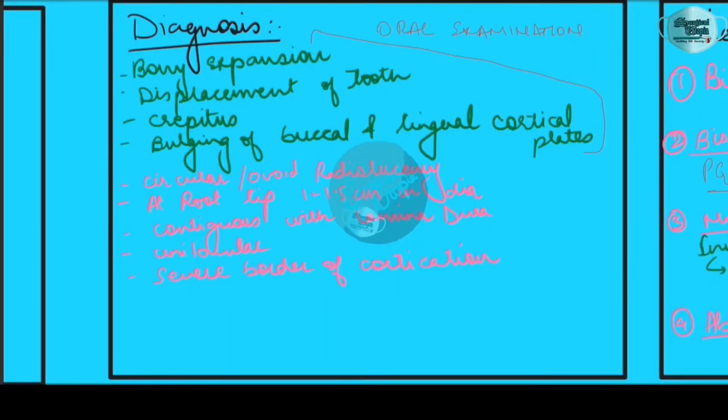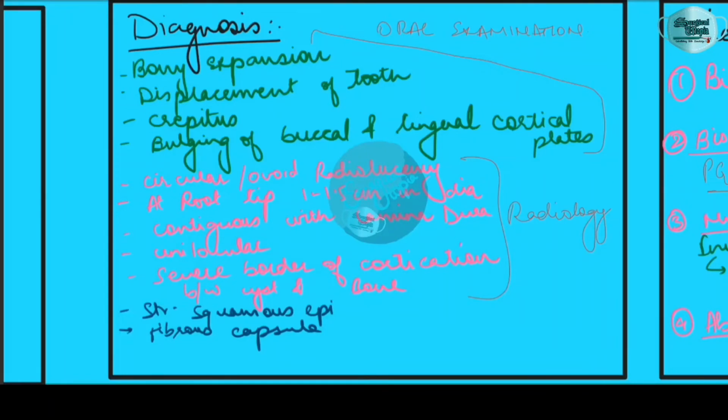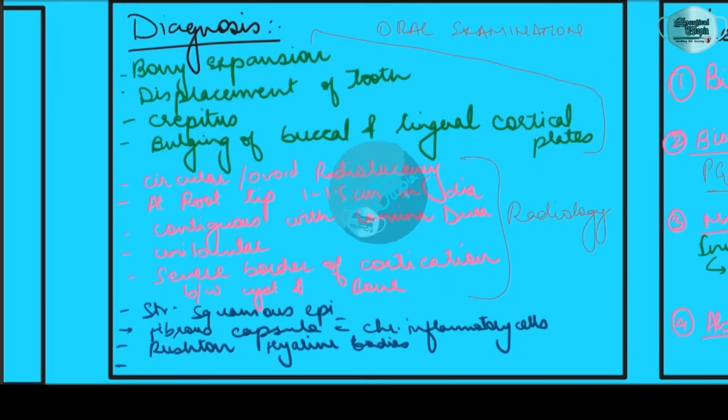Then histopathologically, under microscope, stratified squamous epithelium of variable thickness is seen. Then a fibrous capsule of various thickness with chronic inflammatory cells will be seen. Rushton hyaline bodies, which are amorphous eosinophilic linear to crescent shaped bodies in the cystic epithelium, are present in 10% of periapical cysts. Scattered ciliated cells are seen and cholesterol clefts in the cystic lining are present.